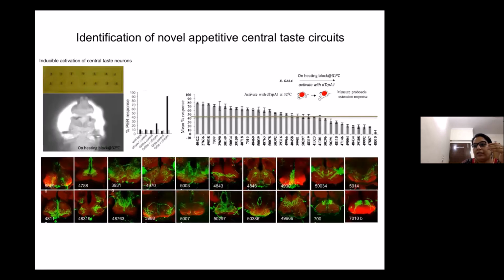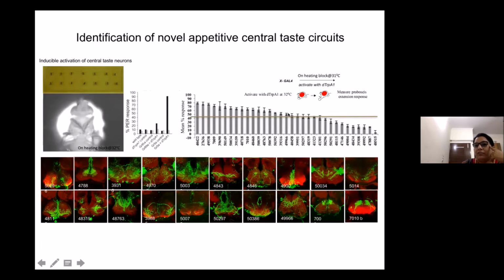So to identify circuits which could be involved in sensing appetitive cues like salt or sugar, we performed a screen in the lab. The expression patterns are shown here. Remember the SEZ, which is a primary taste center in the brain. We found lots of putative neurons present in and around the SEZ. We next asked which of these are actually sensing the appetitive cues. For this, instead of doing feeding behaviors, we used temperature-sensitive dTRPA channels. We drive this channel into these neurons and ask if these neurons can be activated at high temperature, and if they are part of an appetitive circuit, they will extend their proboscis.